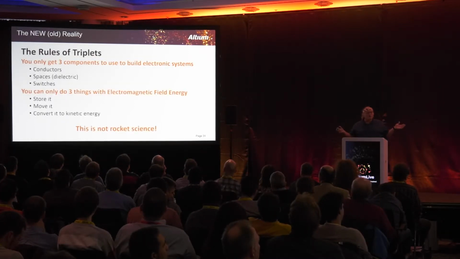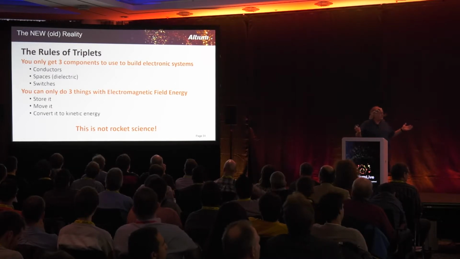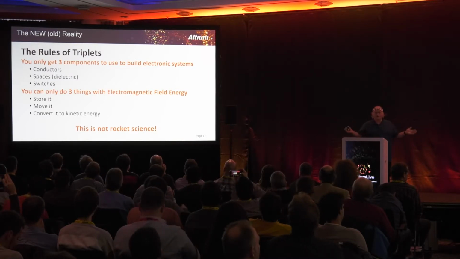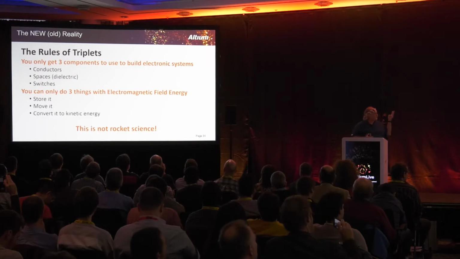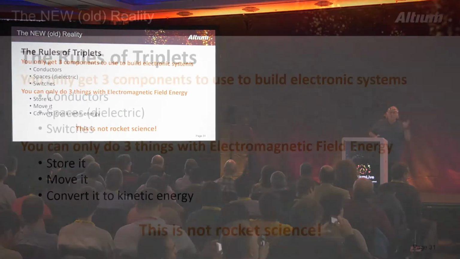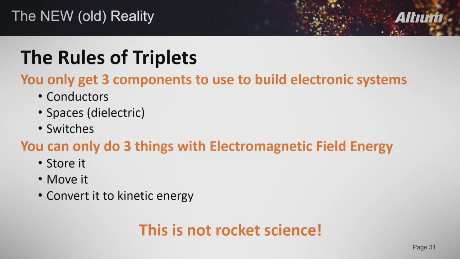So this is the simple perspective that I've been able to come up with. It's threes. Everything's just threes. We need three things to hold field, two conductors separated by a space. You get three components only. You get a conductor, you get a dielectric, and you get a switch. That's all there is in the universe. There aren't any other components.